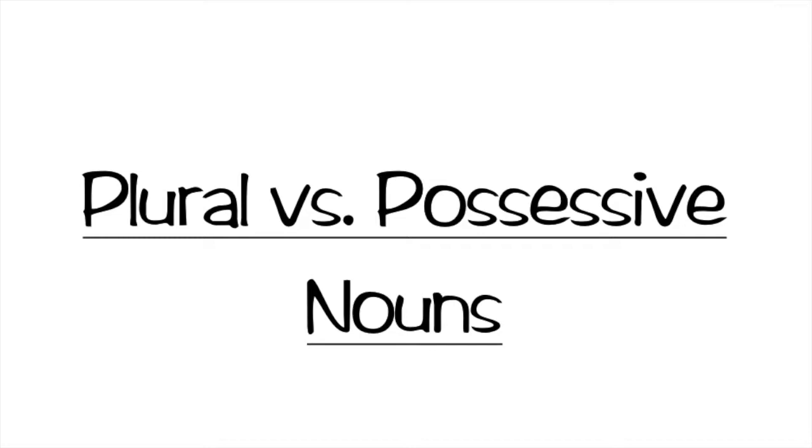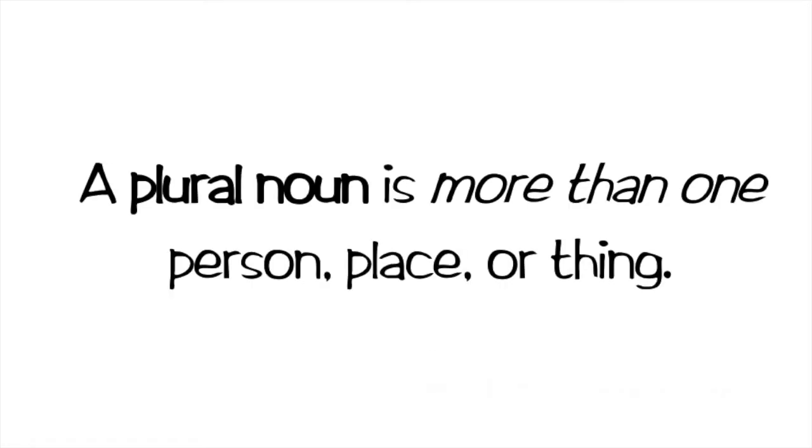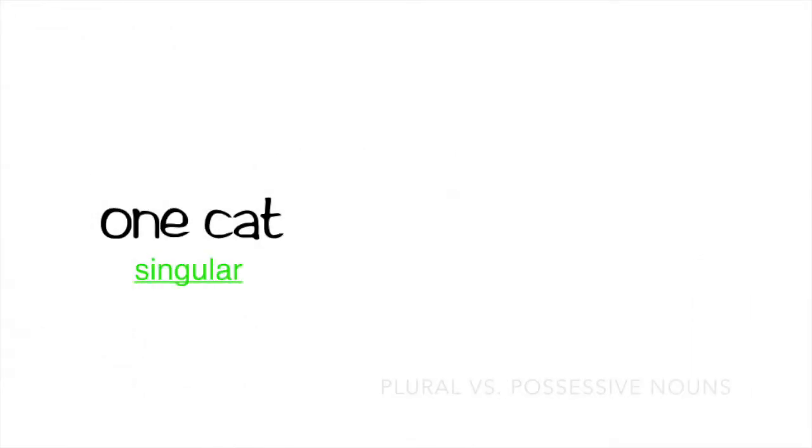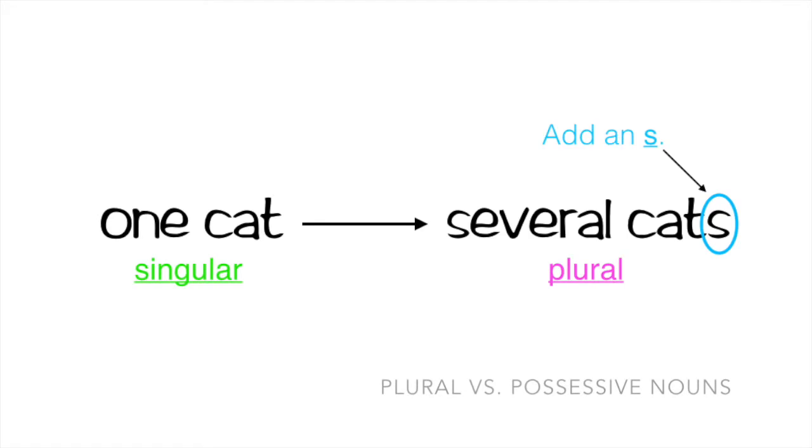Next, we have plural and possessive nouns. A plural noun is more than one person, place, or thing. Here's an example of a plural noun. We have one cat, which is singular, meaning only one. To make it plural, we add an S to the word cat. One cat becomes several cats with an S.